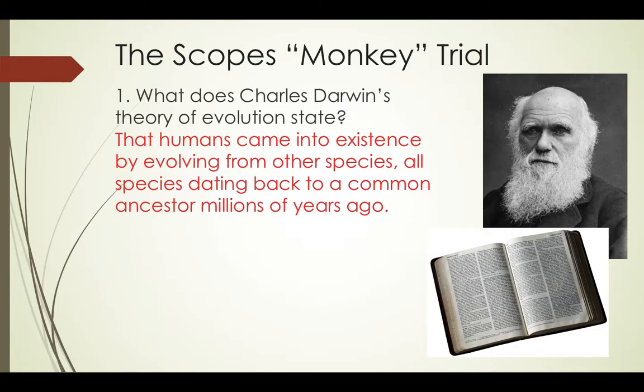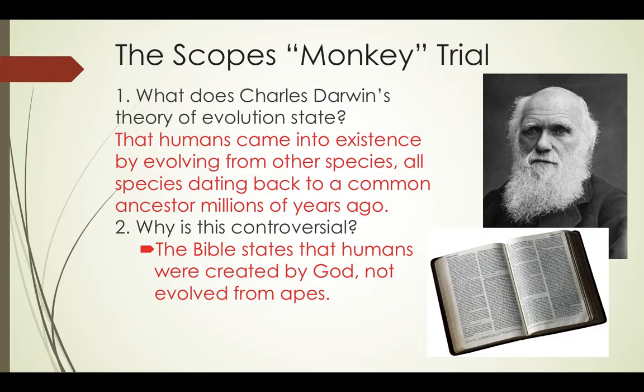all species dating back to a common ancestor, millions or perhaps even billions of years ago. Okay, so this was an entirely new theory in the 1800s when Charles Darwin published his book on the origin of species. And there are several reasons why this theory was and really still is controversial.